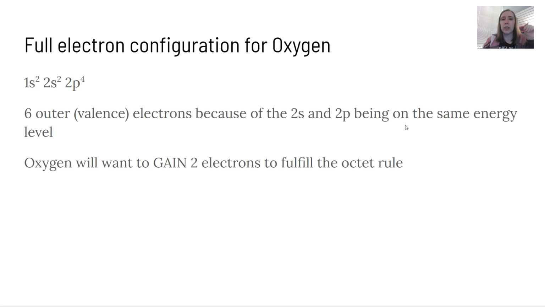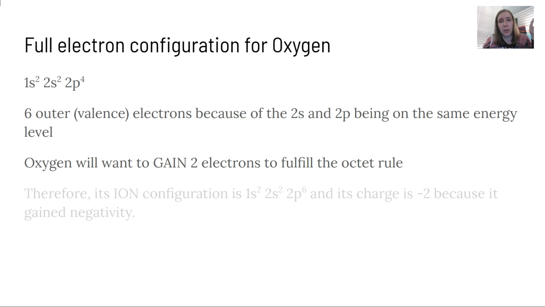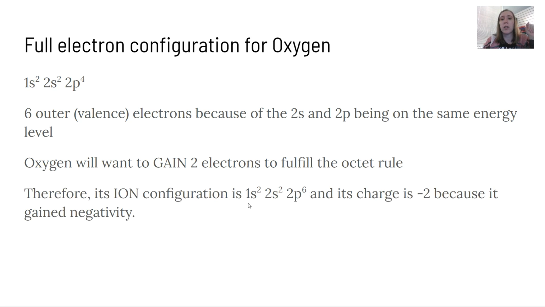Oxygen will want to gain 2 electrons to fulfill the octet rule. It has 6. If it gains 2, now it has 8, right? Therefore, its ion configuration is 1s2, 2s2, 2p6. It has 8, 2 plus 6, in its outer energy level, which is 2s, 2p. Its charge becomes -2, or 2 minus, because it gained negativity. If I gain electrons, I become more negative, because I have more electrons than I have protons. So oxygen in ion form is O2 minus, with a charge of 2 minus.